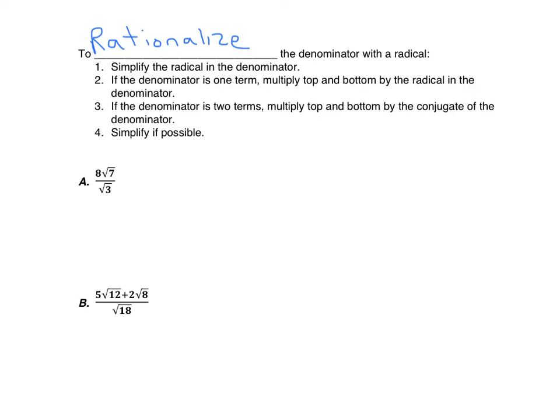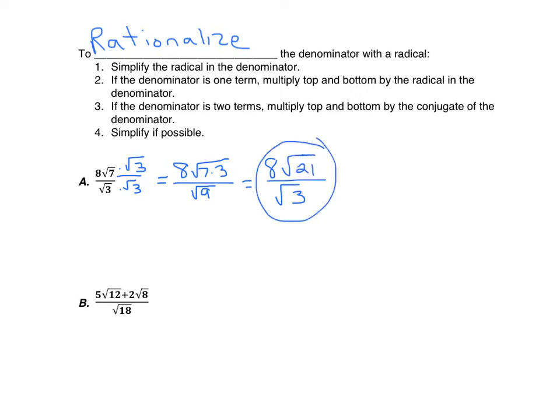So for letter A, square root of 3 is simplified. So we'll go ahead and multiply the bottom by square root of 3, because if I take square root of 3 times square root of 3, that just gives me 3. And then I also have to do the same on the top. So I have 8, and then root 7 times root 3, they're both underneath the radical, so I'm going to multiply them together, and then root 3 times root 3 is really root 9, so the bottom is 3, and the top becomes 8 root 21, because I'll multiply the 7 and the 3.